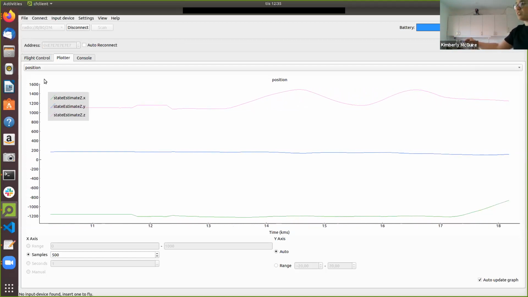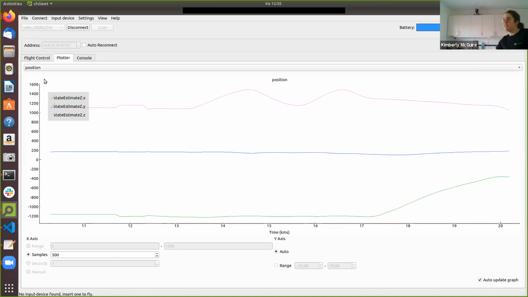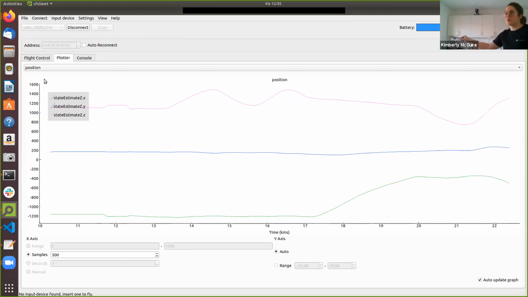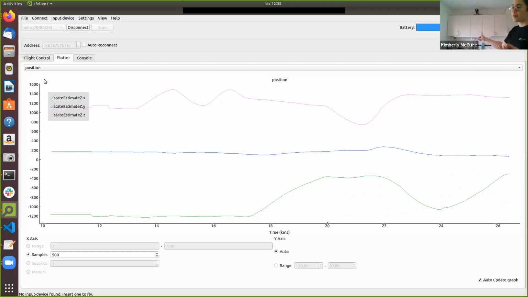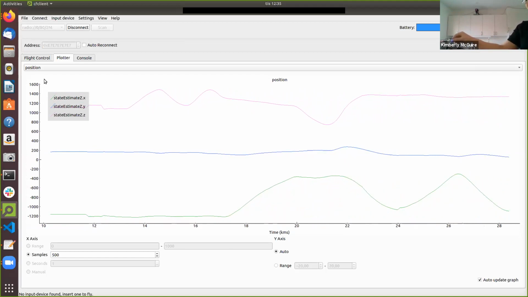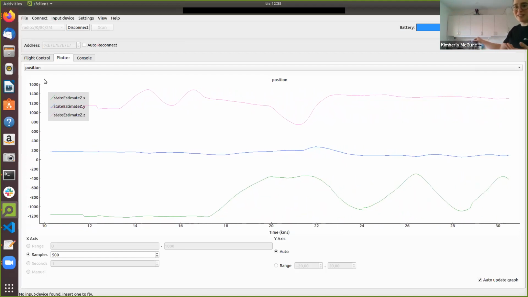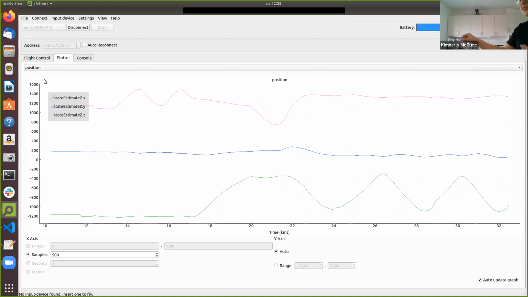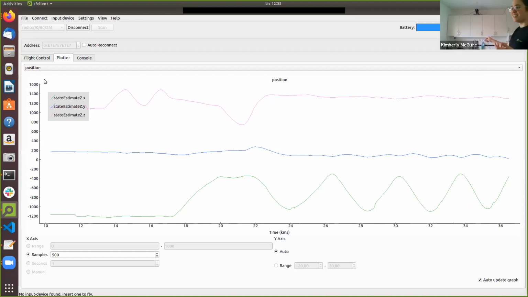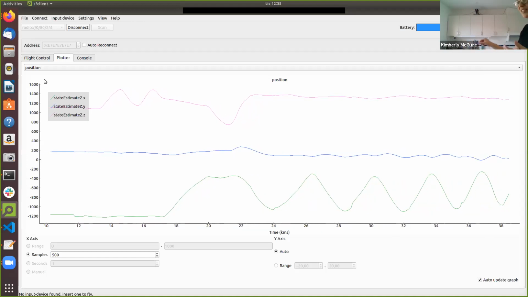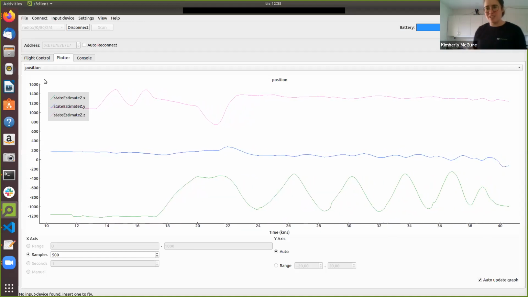The zero position is actually somewhere more here. But you can of course see, because it's not determining its state estimation on the Flowdeck, it doesn't really matter if I'm flying over the table or not. The state estimation is just staying at the same height. All right, so I think this is pretty clear for you guys.